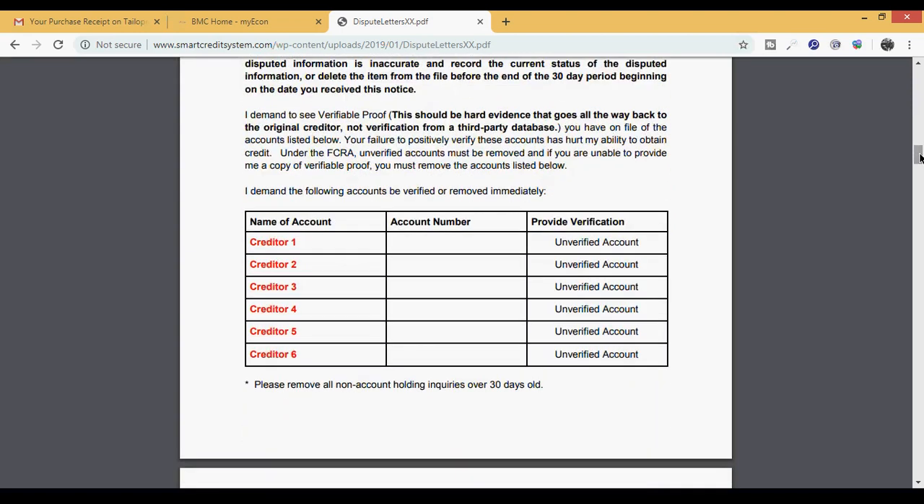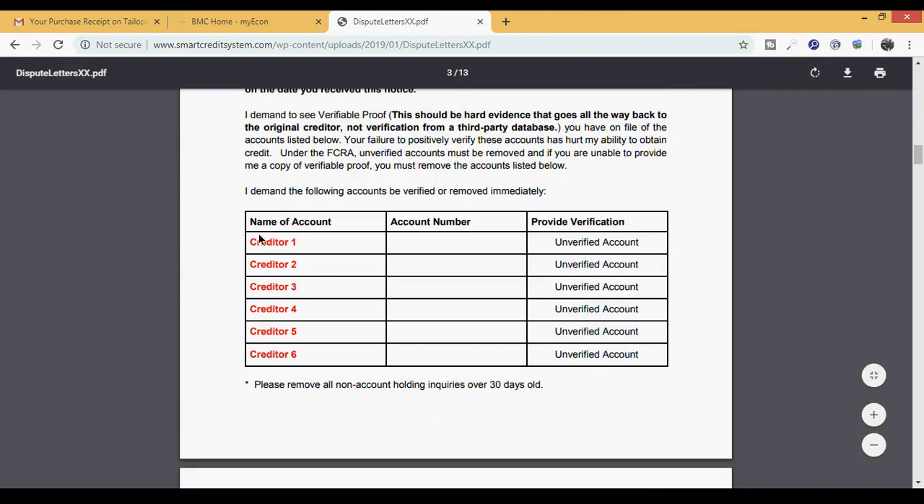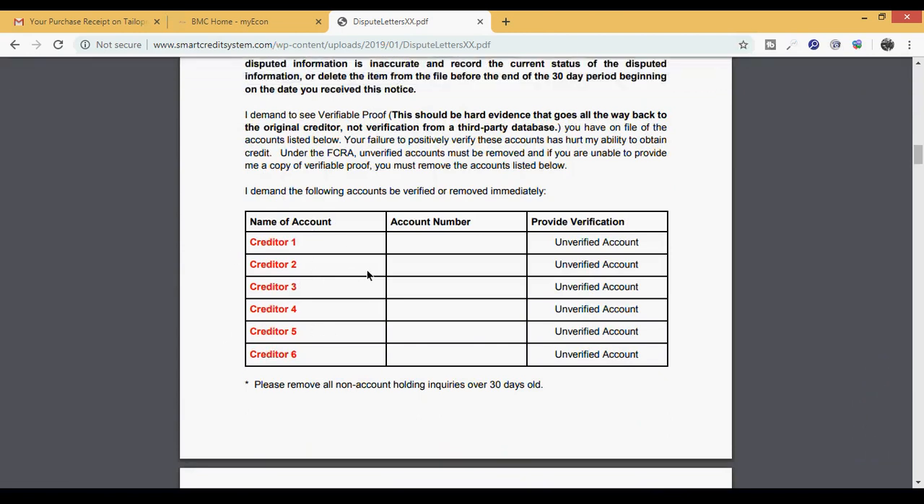Do not cross over. Now, let's talk about this red area right here where it says the creditors. You will list the name of the account that shows up for that particular creditor. So if you have 6 creditors, then you'll put it on here, one by one, listing them there. You're going to keep this area where it says provide verification listed as unverified account. It's a reason why it's not in red, because it needs to stay that way. They have not yet verified your account, so you leave it that way.